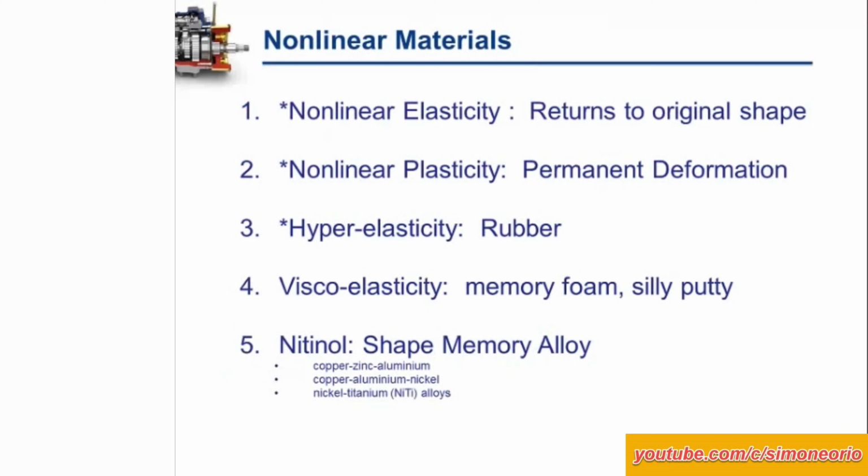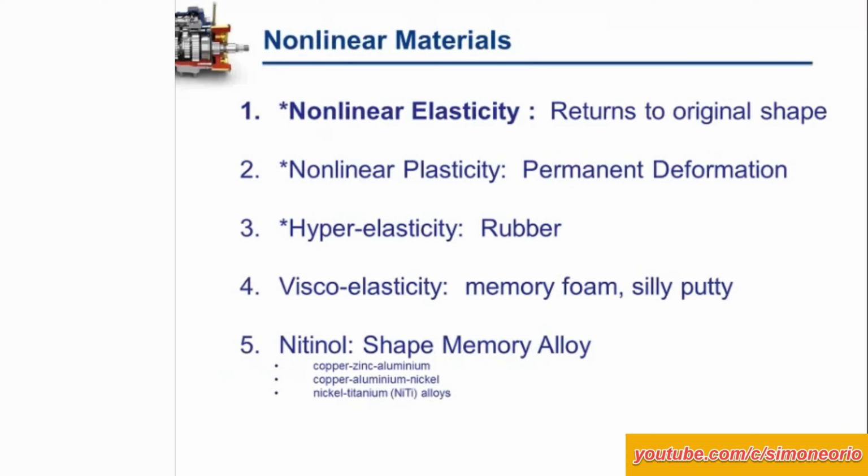And there's five main types of nonlinear materials that are available in SOLIDWORKS Simulation Premium. There's nonlinear elasticity. The part comes back to its original shape. There's plasticity. We go beyond yield, and we want to see how much something is permanently deformed after we remove the load. There's hyperelastic materials, massive strains, but yet they still come back to shape, like rubber. There's viscoelasticity. Memory foam and silly putty are two good examples. And then there's nitinol, which is very widely used in the medical industry. It's a shape memory alloy. It remembers its shape, hence the term shape memory alloy.